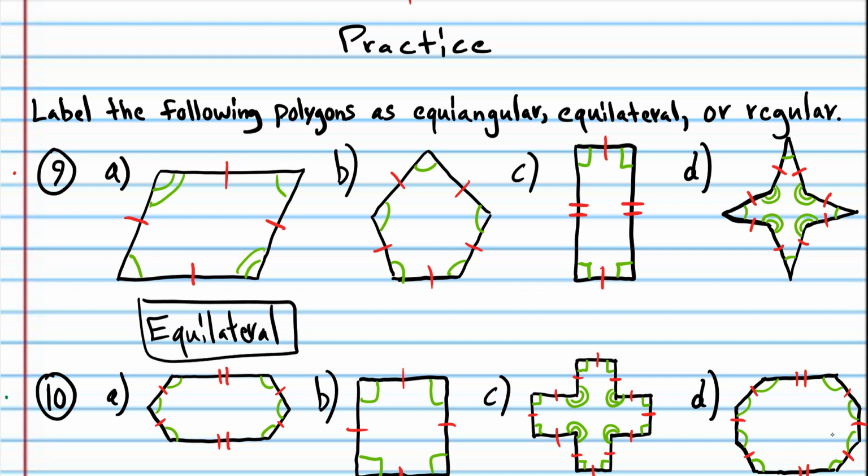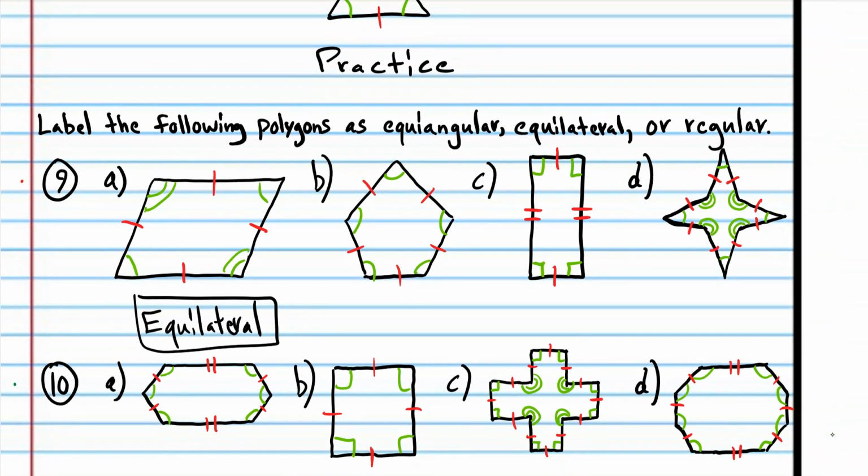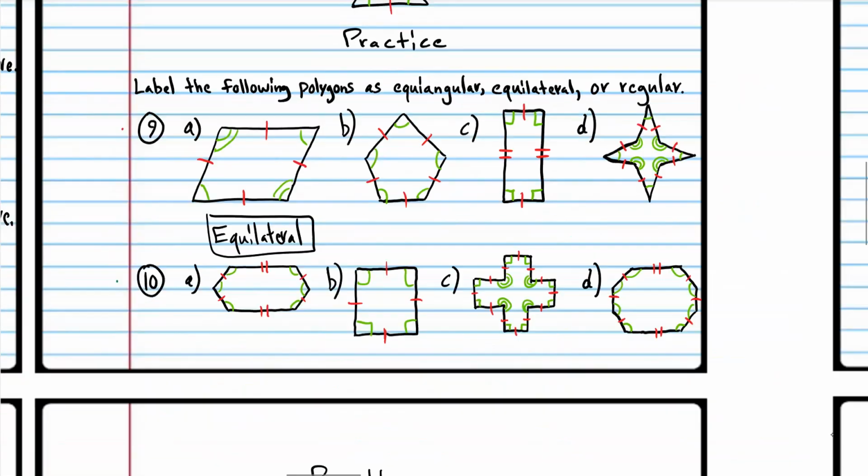It's not regular because in order for it to be a regular polygon, all the angles would have to be congruent also. These two are congruent because they both have double arcs, and these two are congruent because they both have single arcs. But all four have to be congruent in order for the polygon to be an equiangular polygon.